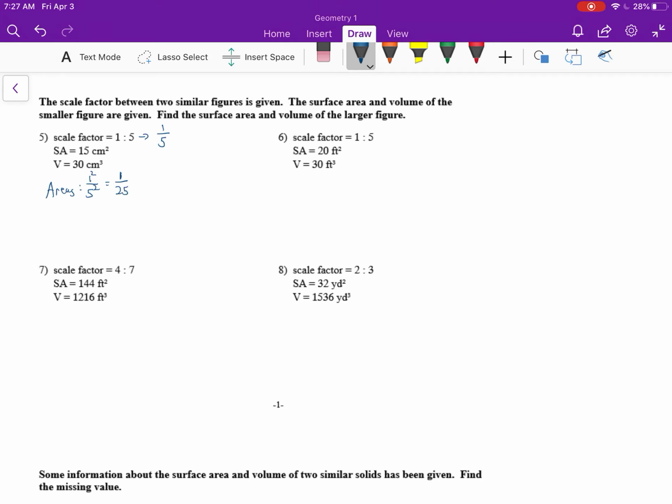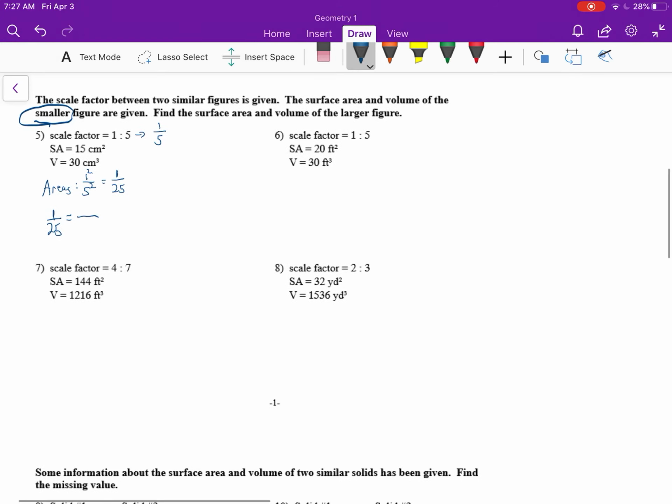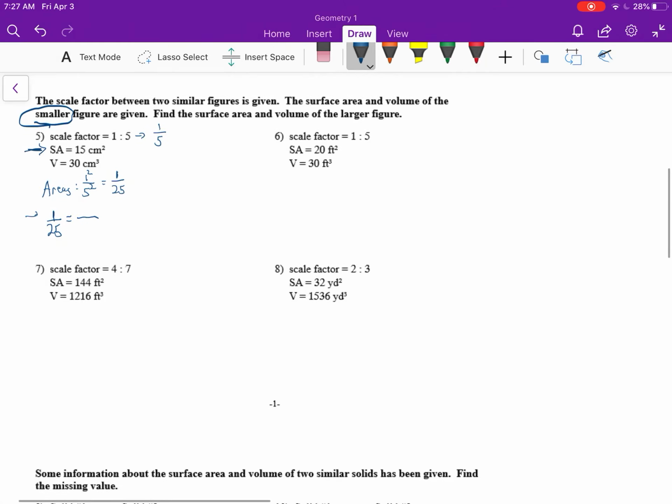Now what we do with that, we take that ratio, 1 over 25, and we relate it to what we know. Let me just go back to our directions real quick. The surface area and the volume of the smaller figure are given. So our ratio of areas is going to be related to the surface area, and the surface area that's given is the smaller one. So obviously the 1 is smaller than the 25, so the 15 is going to go on top. And we want to find the surface area of the larger one. Let's just put S here.